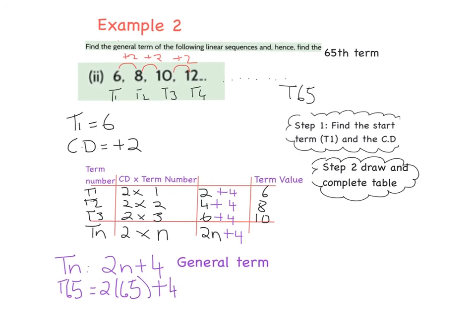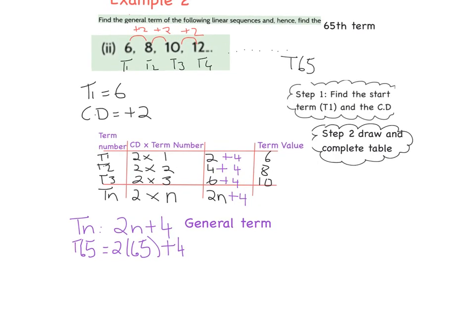I'm going to give myself a little bit more room here, make it a little bit smaller, move it up. Okay, so 2 times 65. Remember BIMDAS, remember brackets means multiply. So 2 times 65 is going to give me 130, and then we have the plus 4, so the 65th term here is 134. So if I went on and on and on, term 65 would be 134.